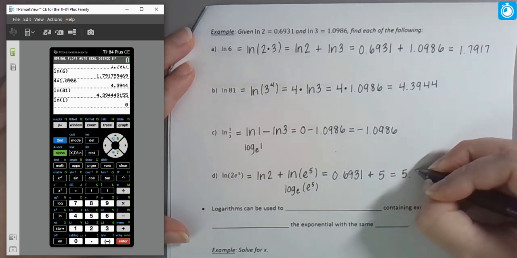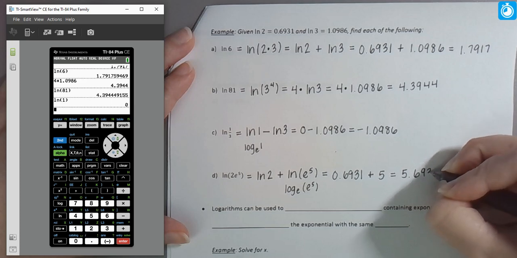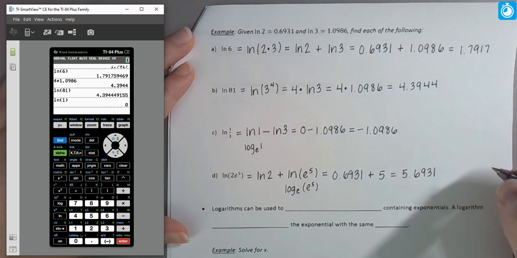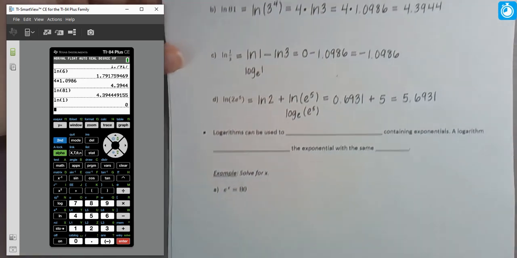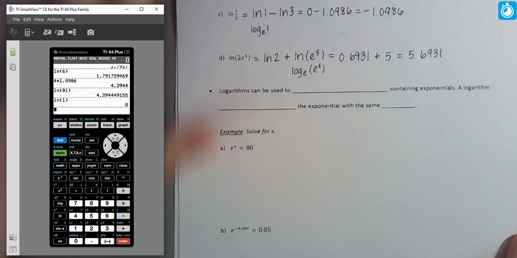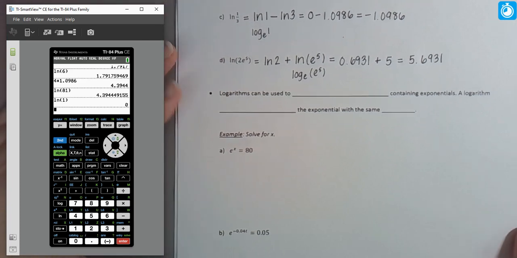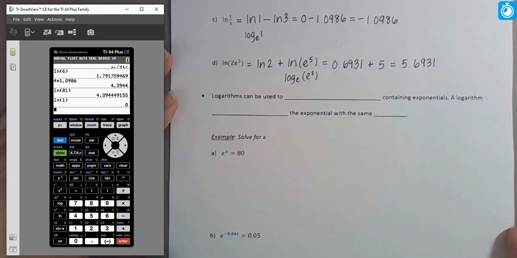So we add those two values together, 5.6931. And there we go. So before we look at the calculus component of this, differentiation, let's talk about one more situation where we may use a logarithm and how we can use it.